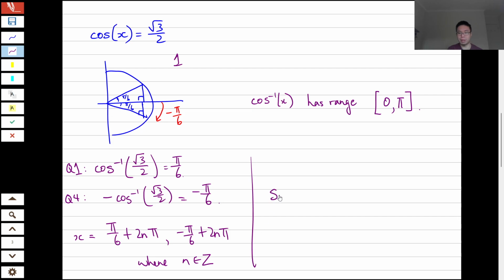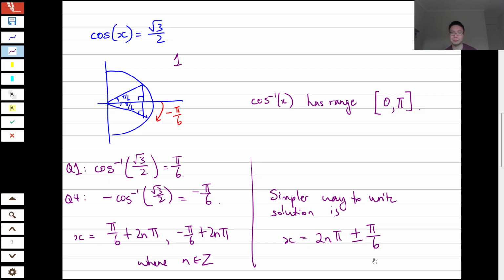Now, a simpler way to write this is as follows. Start at 2n pi and plus or minus pi on 6. So it's actually easier than sine. Cosine equations are easier to write down a general solution for. Now, would this work in quadrant 2 and quadrant 3? Yes, because then you'd be on this side of the unit circle. Again, there's symmetry about the x-axis. Okay, so this is quadrant 1, and this is quadrant 4.